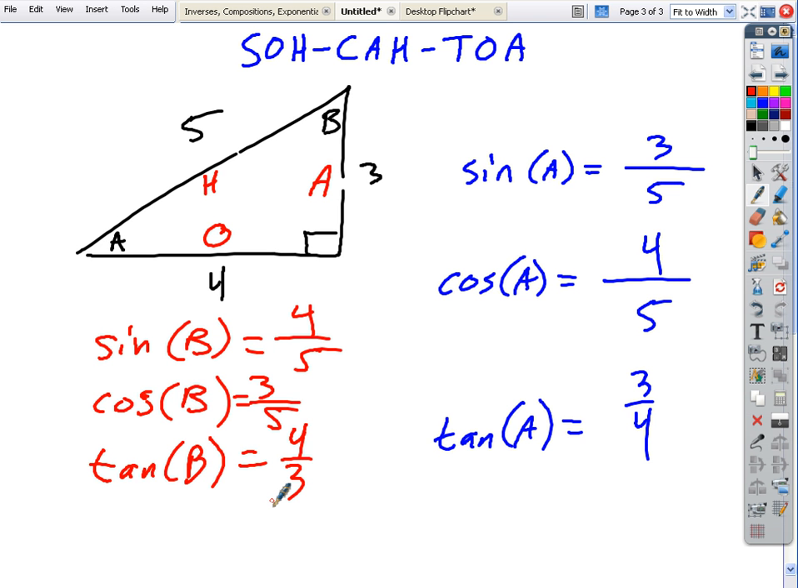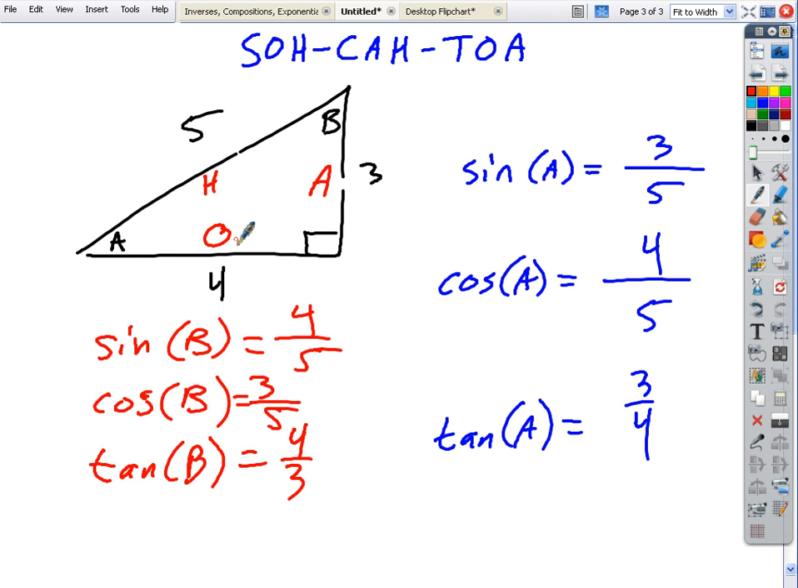Yes, ma'am? So obviously H is going to stay the same. Is A and O going to stay the same on every triangle? A and O will depend on which angle you're talking about. For angle B, that side is the opposite and that side is the adjacent. For angle A, it'd be different. For angle A, that would be opposite and that would be adjacent.